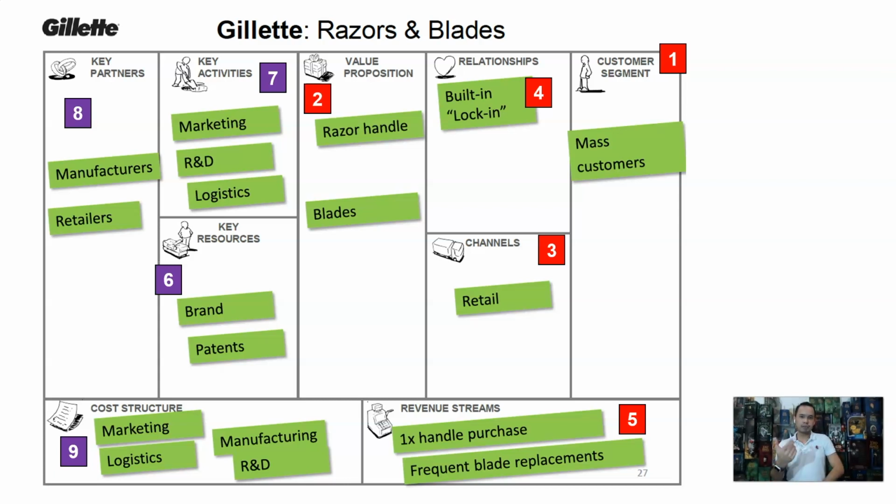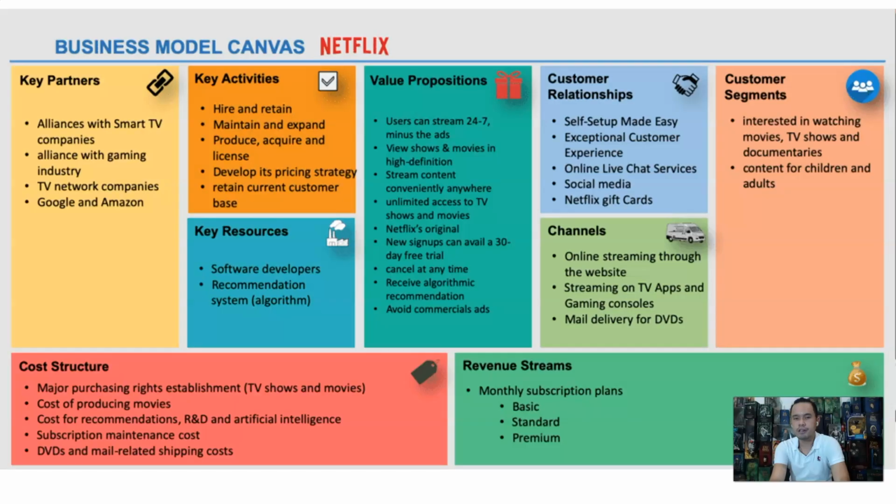Cukur beberapa kali sahaja blade tu dah kena buang dan kena beli yang baru. So they get money from there. Then they identify key resources dia apa, sumber utama dia apa. So this is how you identify. Now we have 2 more. Next one is something that you quite familiar with.